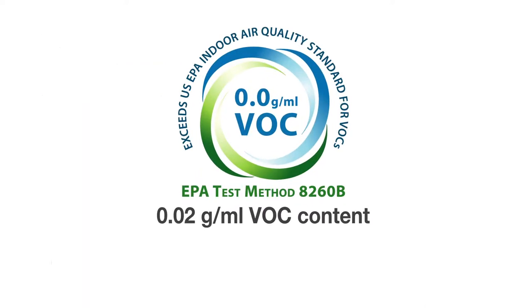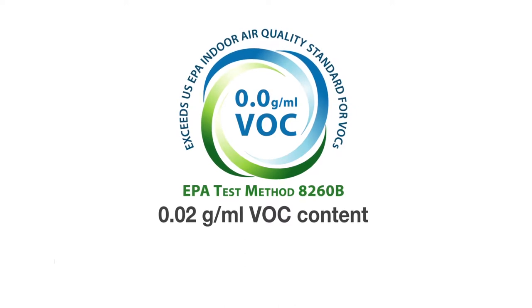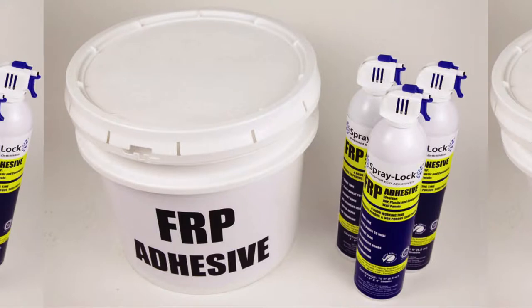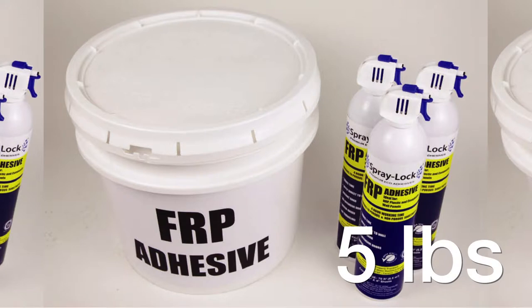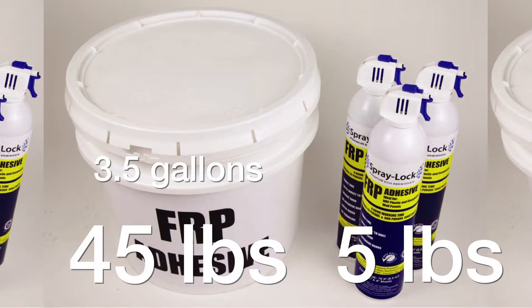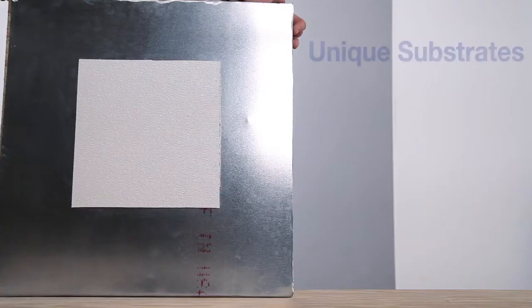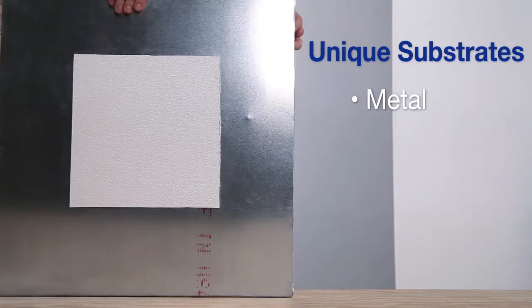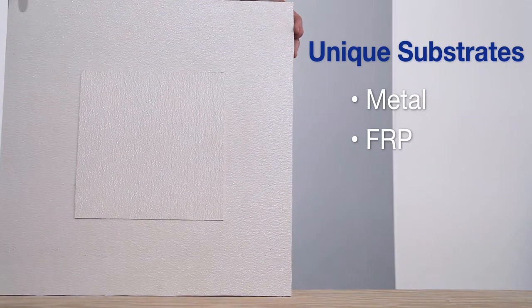0.02 VOC grams per milliliter content, the lowest measured VOCs on the market. Spraylock conserves materials used to do the same job. 3 cans, weighing a total of 5 pounds, provide the same coverage as a 3.5 gallon, 45 pound bucket of trowel-based adhesive. Spraylock FRP adhesive can also be used to install over pre-existing metal sheet, FRP, and ceramic tile.